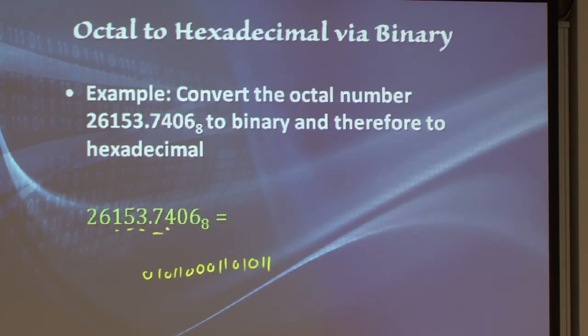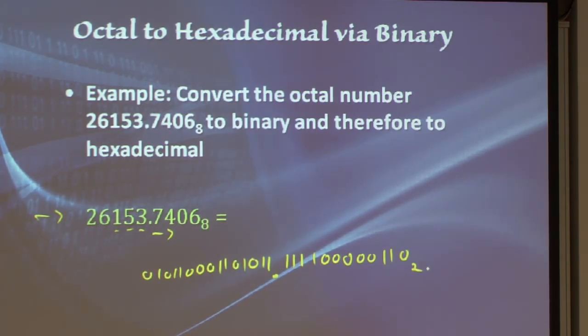Going the other way, we'll put the point and then go 7 is 1, 1, 1. 4 is 1, 0, 0. 0 is naturally 3 zeros. And 6 is 1, 1, 0. So this is this number in base 2.